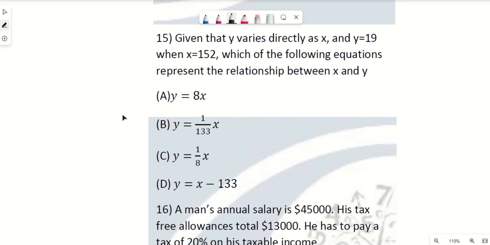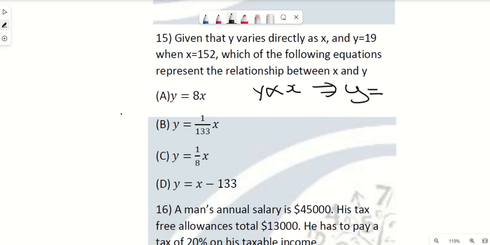Part B, given that y varies directly as x. So when they say y varies directly as x, we know this is a sign for varies directly by x, which means y is equal to k by x. If you guys remember, directly proportional or directly varies turns into an equal, and k is multiplied by what it is varied by. And k is a constant, while y and x vary depending on the values that they give you.